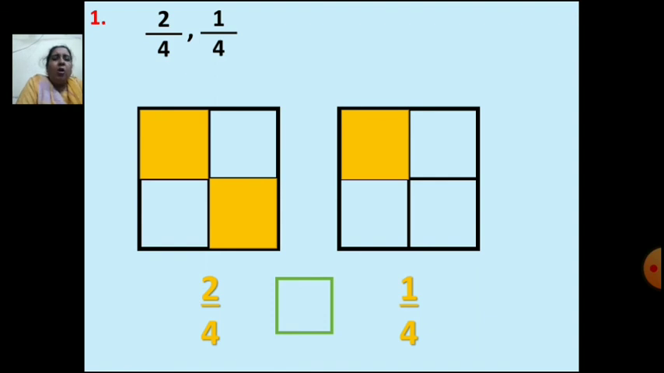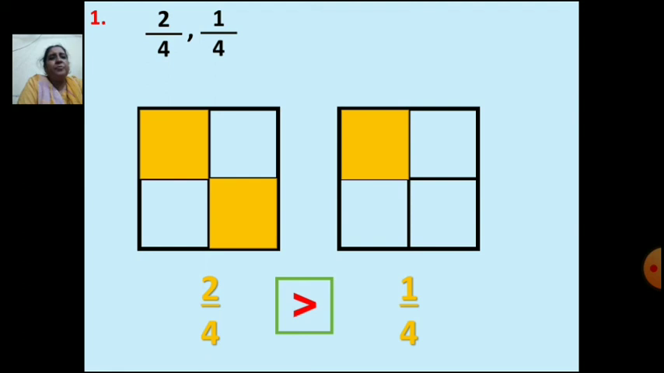Now, to compare, which is greater, 2 upon 4 or 1 upon 4? Now, you can see the denominators are same. So, out of 2 and 1, which is bigger? 2 is bigger. So, which sign you will put? 2 upon 4 is greater than 1 upon 4. So this is your answer, children.